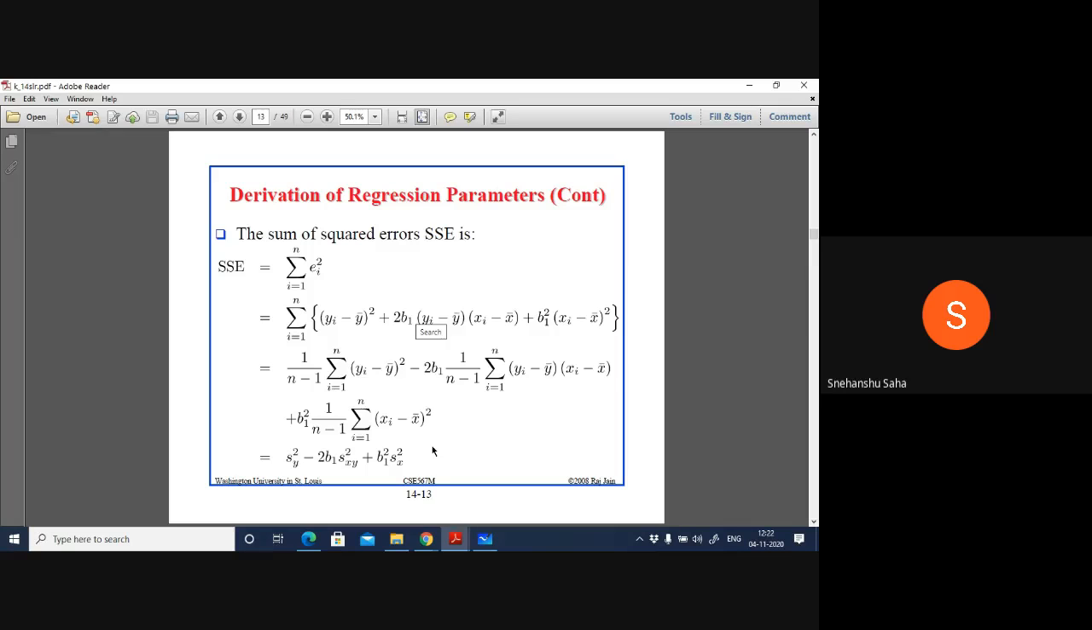Now, if you take a calculus approach, if I may ask a question at this point of time, how are we going to minimize this, if you want to take a calculus approach?